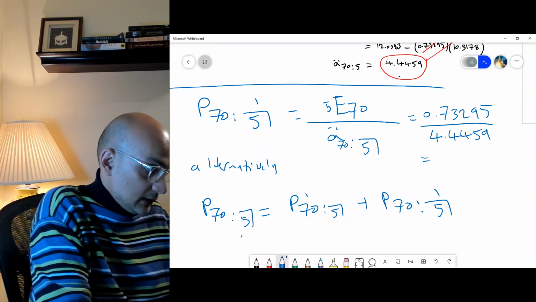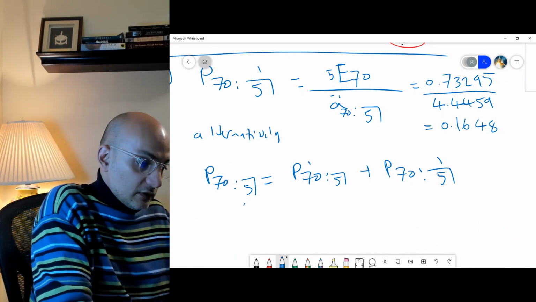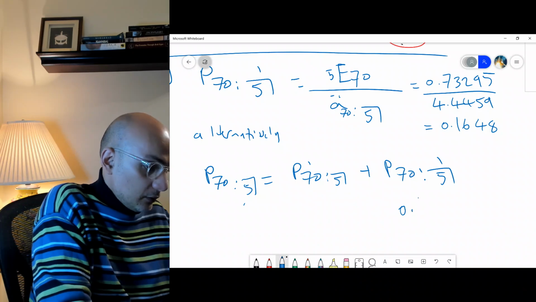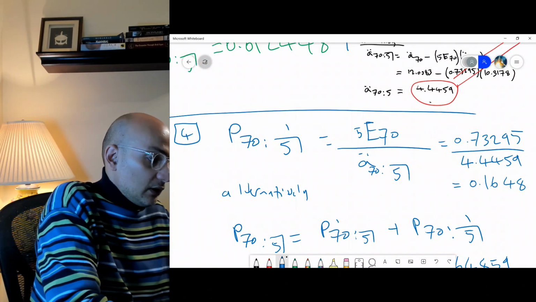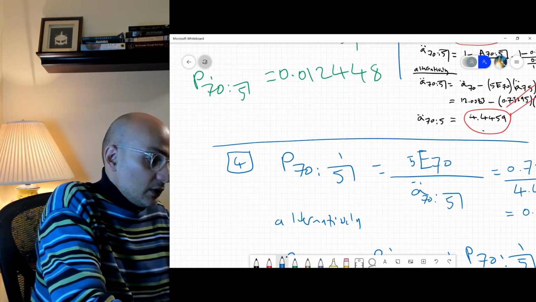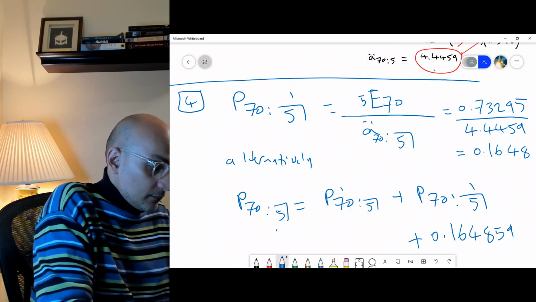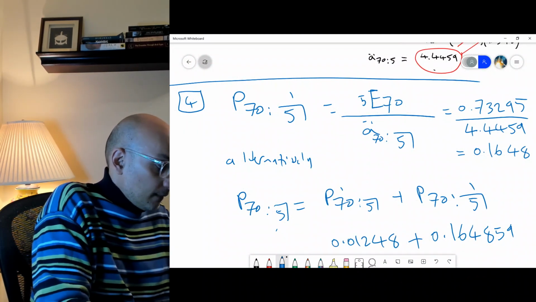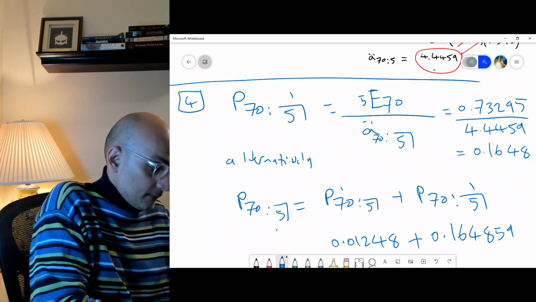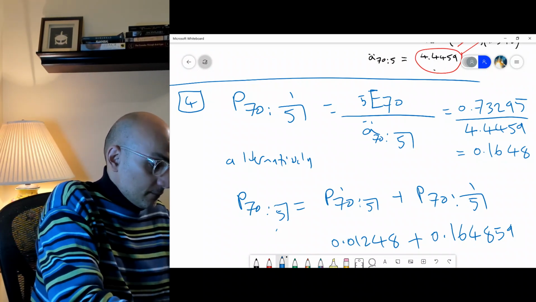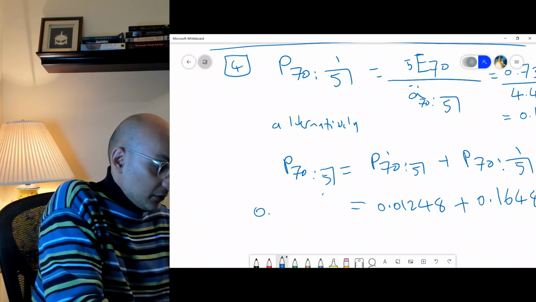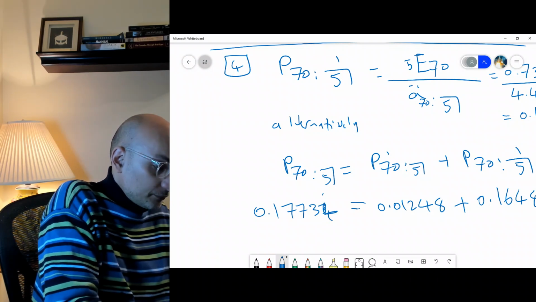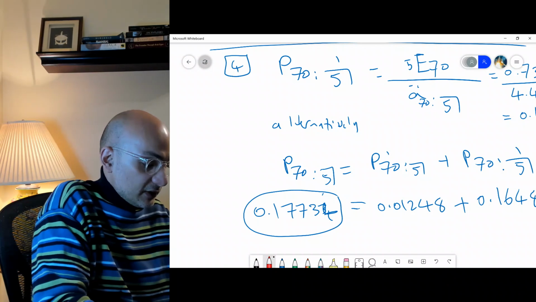This one we got to be 0.164859. 70, this one 0.1248. Then this one should give us 0.1733. Let's do 4. Let's verify if we got the same answer here.